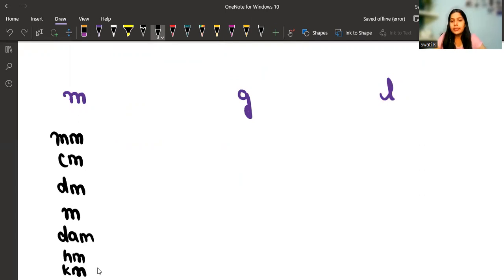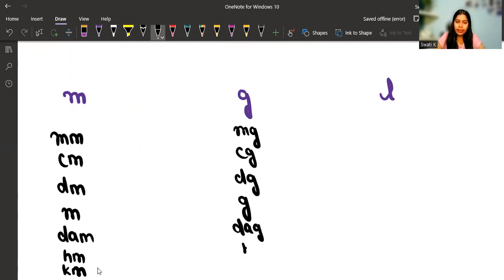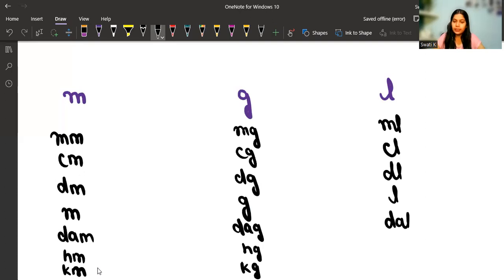In the gram, we have the same thing. It's just that meter will be replaced with gram. So this is milligram, centigram, decigram, gram, decagram, hectogram, and kilogram. And next we have liter, that is milliliter. Again, meter and gram will be replaced with liter. So milliliter, centiliter, deciliter, liter, decaliter, hectoliter, and kiloliter.